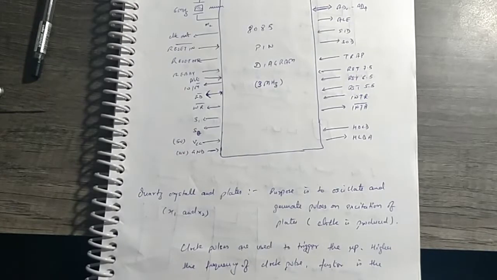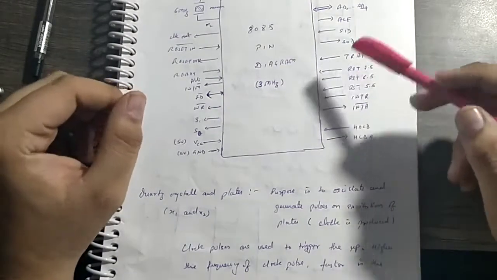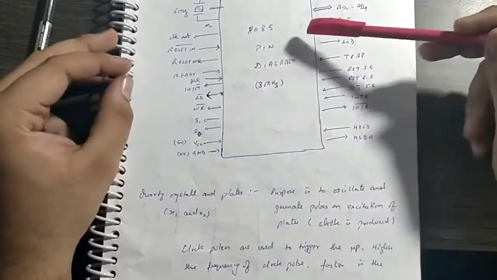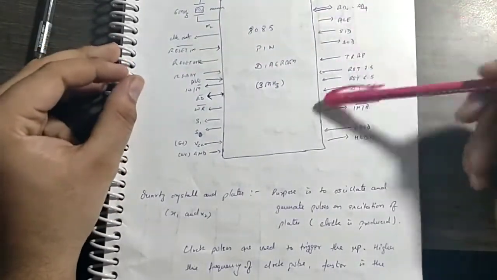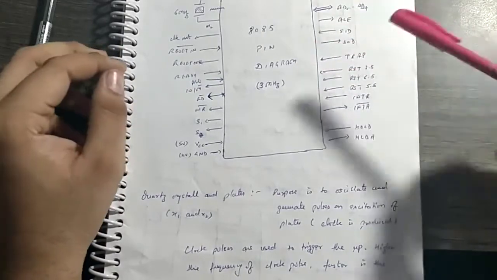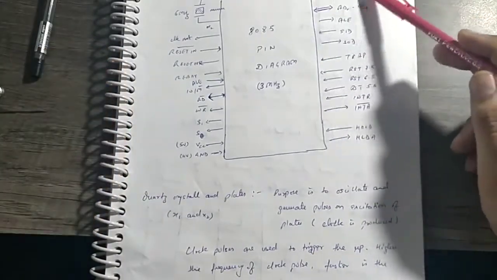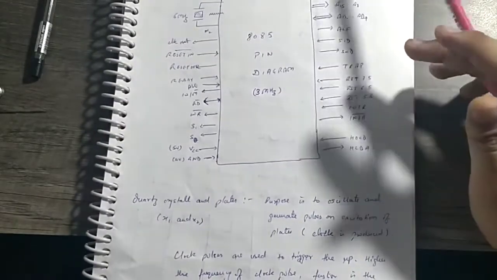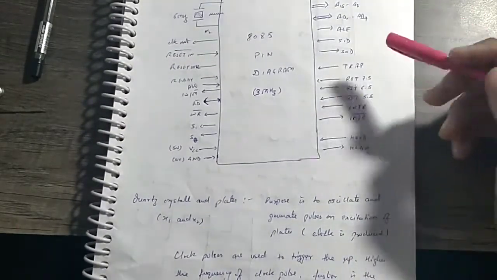The 8085 microprocessor pin diagram we were doing. Now we have completed these pins, and now we'll be doing the right side of the pins of our 8085 pin diagram. So first thing is A8 to A15. These are address lines, right? These are actually address pins from which the bus will be connected.